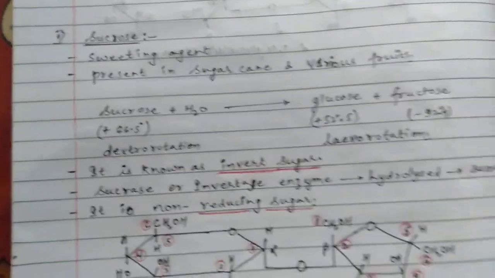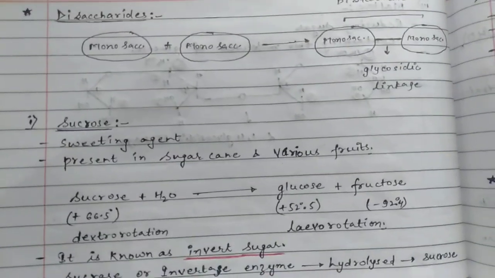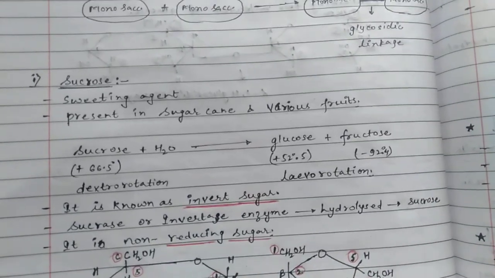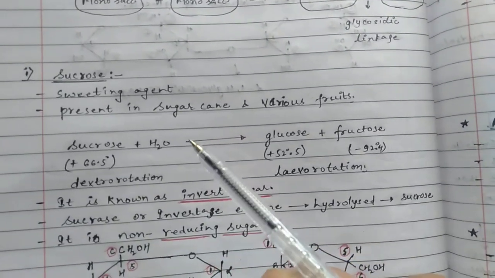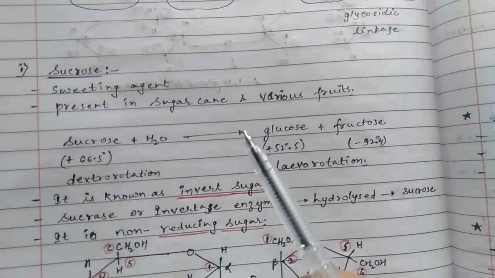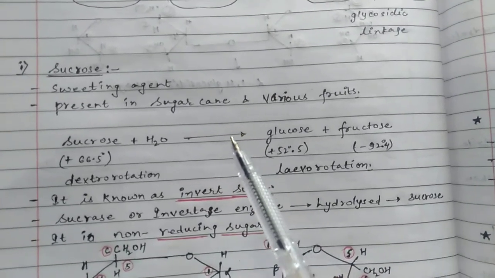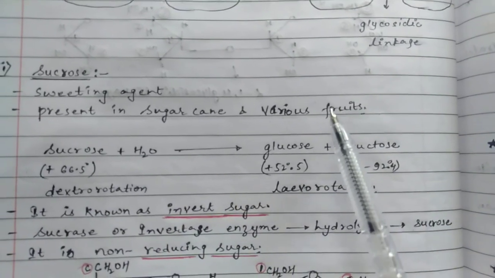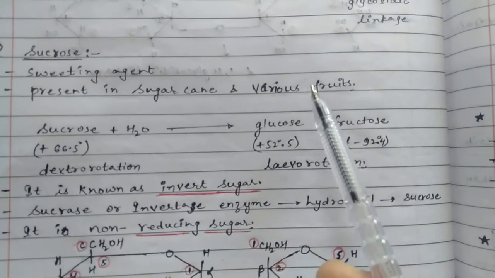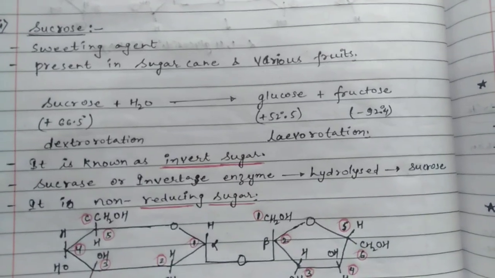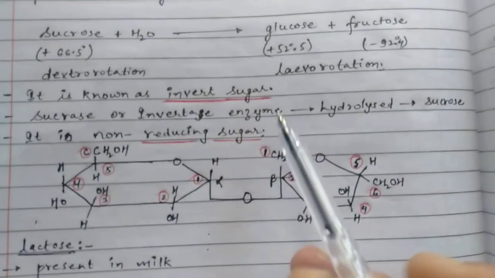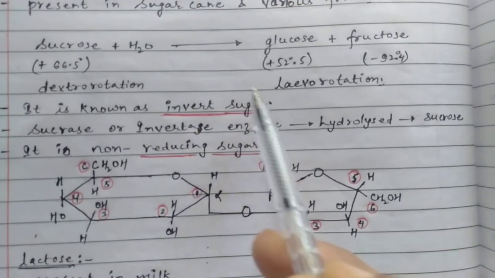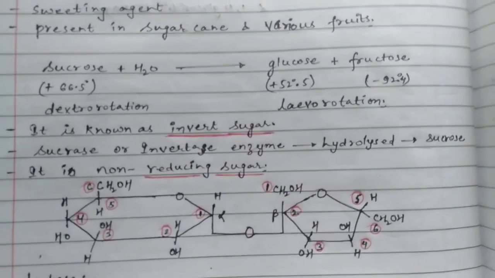Then, students, we will discuss the different kinds of disaccharides. The first one, which is very important, is sucrose. Sucrose is a very good sweetening agent, and apart from that it is present in sugar cane and various types of fruits. And a very important feature of sucrose is invert sugar. So why is it known as invert sugar?